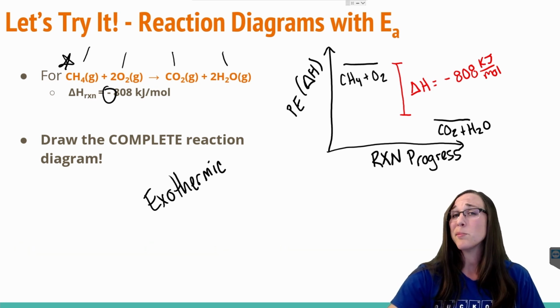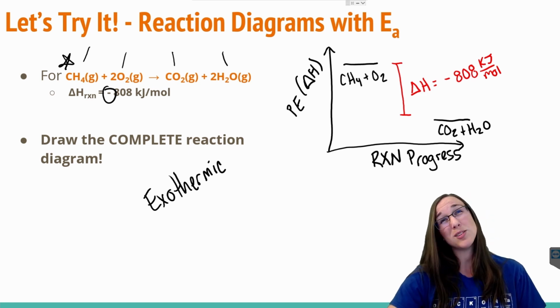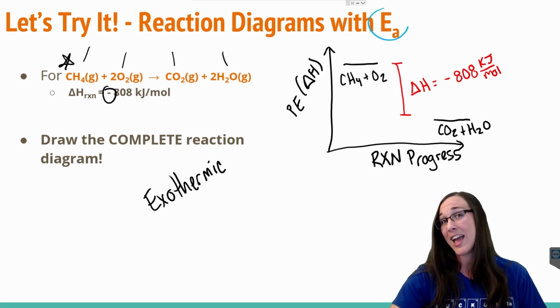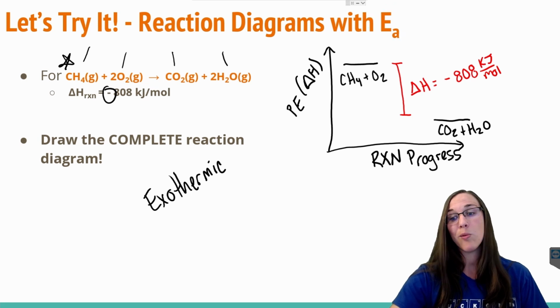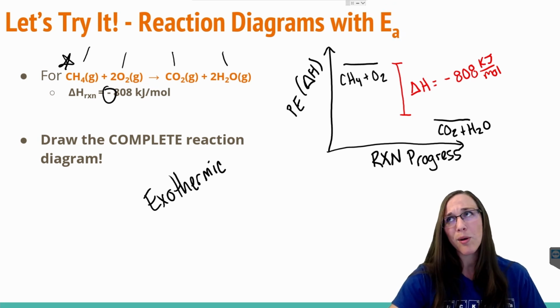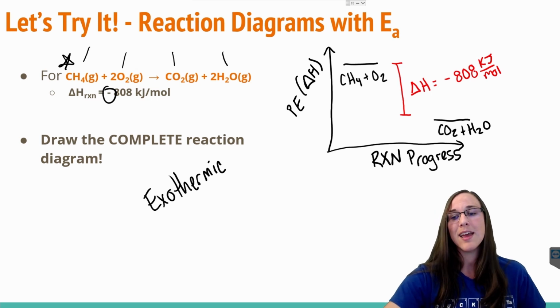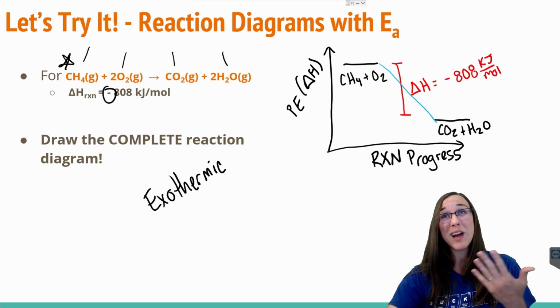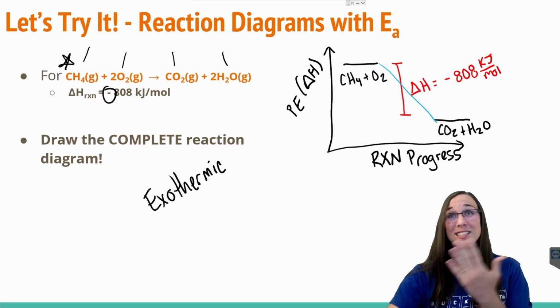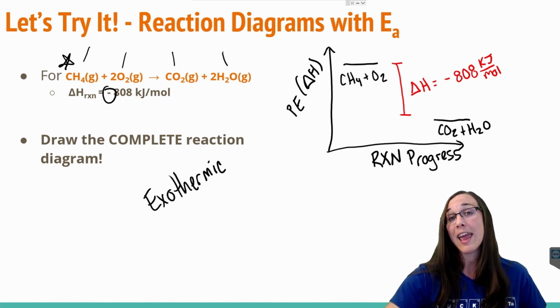But now we need to draw a complete reaction diagram where we're also taking into account this activation energy. We need to draw in a hump or a reaction progress line from the reactants to products. It's not just going to be like this, because that would imply that there's literally no energy barrier to get from the reactants to the products. We need to draw in a hump.